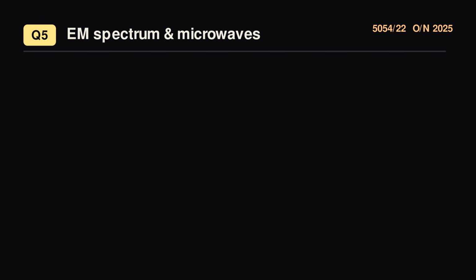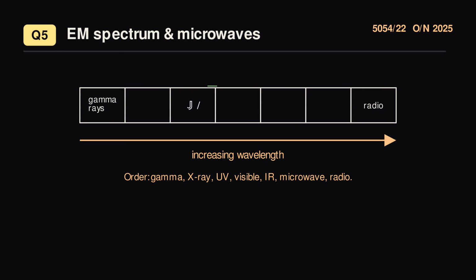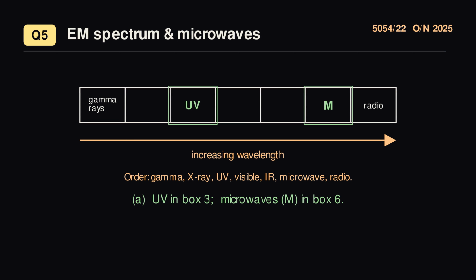Question 5. Electromagnetic spectrum and microwaves. Part A. Name the waves in boxes 3 and 6. Box 3 is ultraviolet, and box 6 is microwaves. The order runs gamma ray, X-ray, ultraviolet, visible, infrared, microwave, radio.